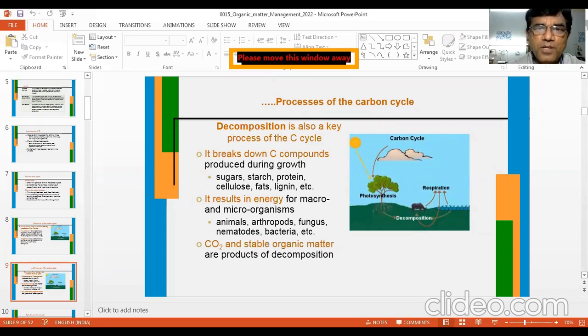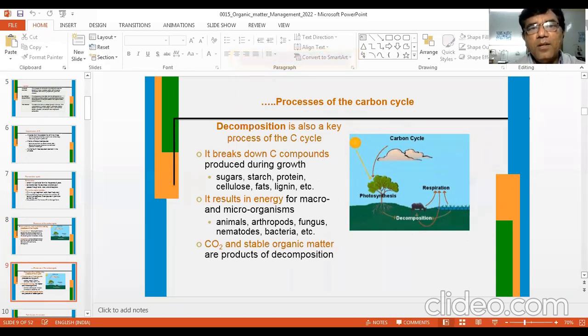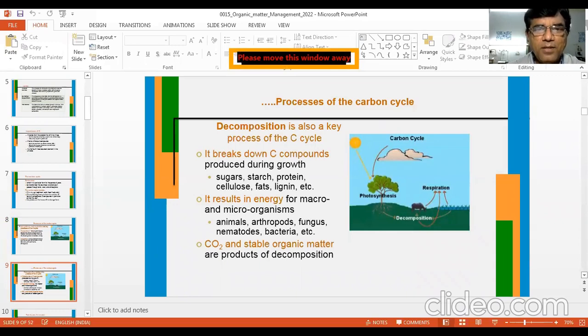So what happens in decomposition? When you add organic matter into the soil, it breaks down carbon compounds produced during growth. For example, plants are made up of sugar, starch, protein, cellulose, fats, lignin. And you can put this organic material in other forms also, maybe fresh residues, maybe partly decomposed organic manures, maybe green manures, or any other organic materials. During decomposition, it results in energy for the macro and microbes who are doing the job of decomposition. So it is done by animals, arthropods, fungus, nematodes, bacteria. All kinds of organisms are directly or indirectly involved in decomposition of organic matter.